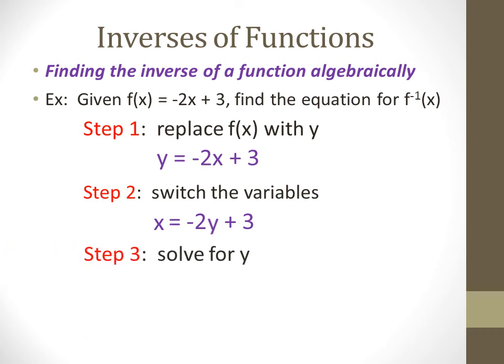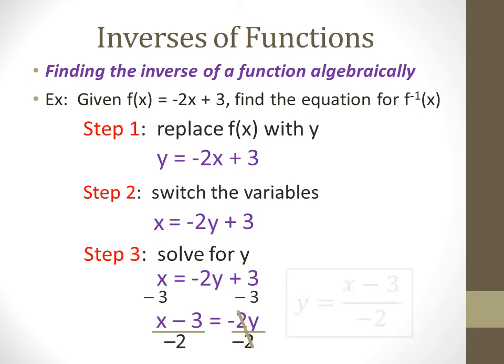The very last step is just to solve for y. This is something we did in Gateway 1. So solving for y here, the first thing we want to do is isolate y by itself. So we have to get the 3 to the other side. Since it's positive 3, let's subtract 3 from both sides. So now we get x minus 3 equals negative 2y. And to solve for y, all we have to do is divide by negative 2. We do that to both sides. And what you notice is it cancels on the right-hand side, which gives us our end result of y equals (x minus 3) all over negative 2. This is the inverse of that function.